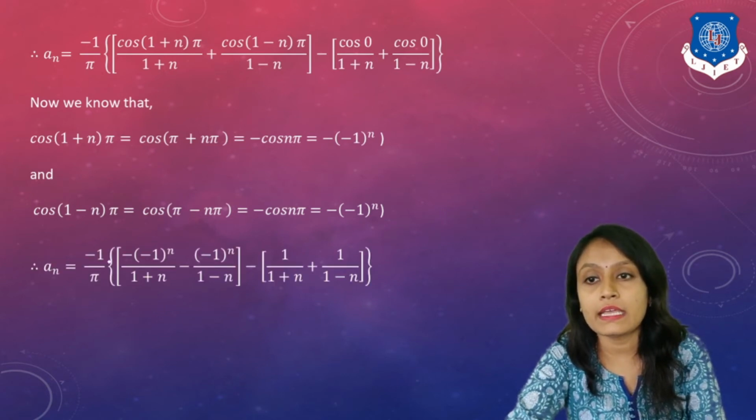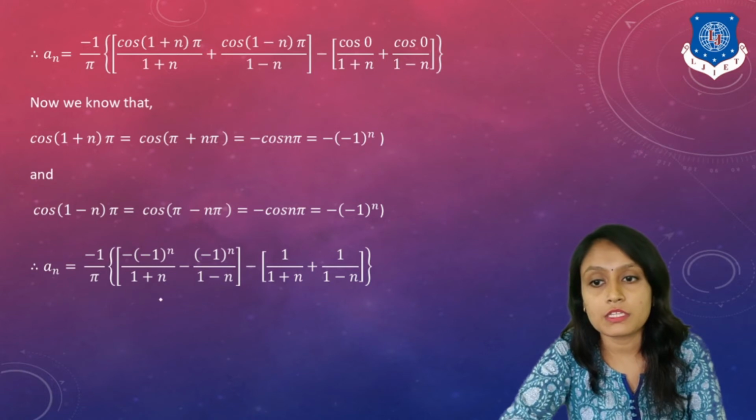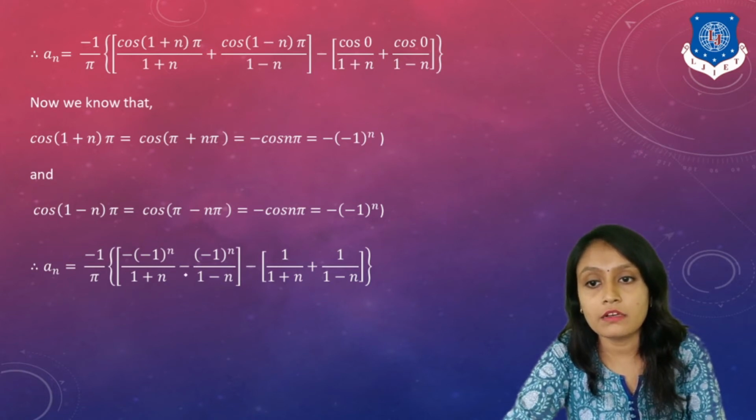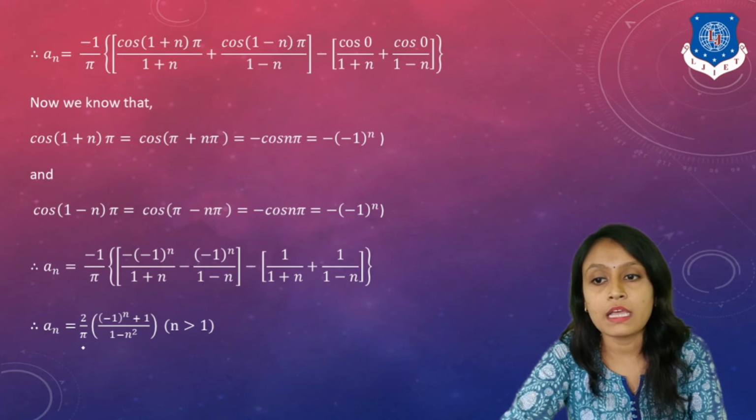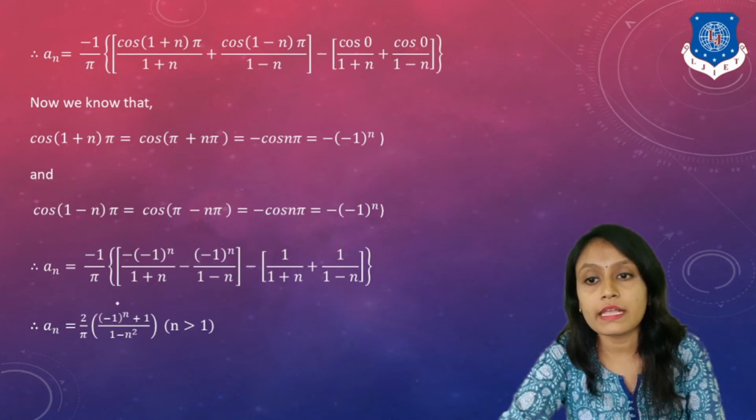So you will get a_n as minus 1 upon pi. Here, in place of cos (1 plus n)pi, we have minus 1 raised to n upon 1 plus n. And again here we have minus 1 raised to n upon 1 minus n. And in place of cos 0 we have 1. Just simplify this term to get the answer of a_n as 2 upon pi times (minus 1 raised to n plus 1) upon (1 minus n square). Do the calculation, so here you will get 1 minus n square.